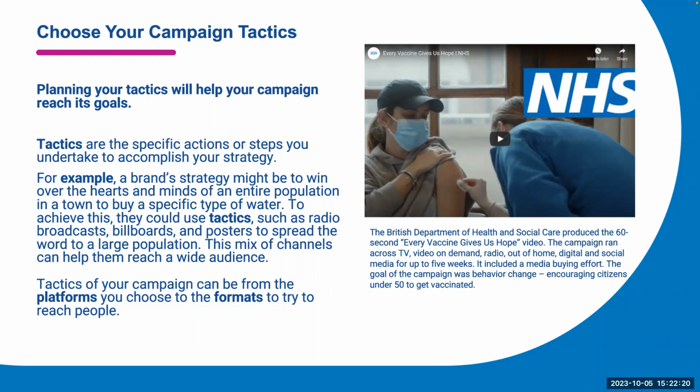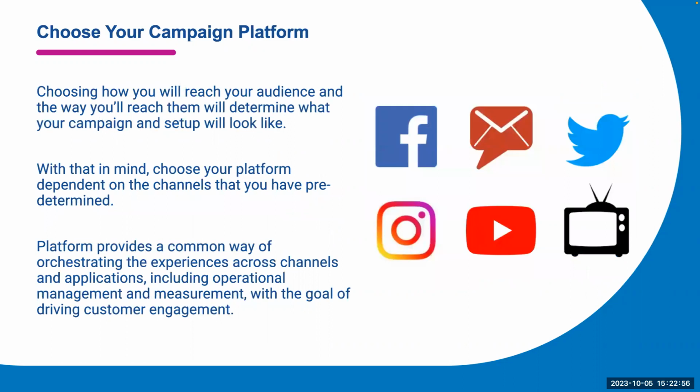For example, you might want to do an awareness campaign, and you want to make sure that people become aware of this specific type of water or a specific messaging. In order to achieve this, you would use tactics such as radio, billboards, posters, organic social media, or paid social media to spread the word to a large population, right? The tactics of your campaign can range from the platforms that you choose to broadcast this campaign to the formats of the actual pieces and content that you want to use to reach these people. Next slide, please.